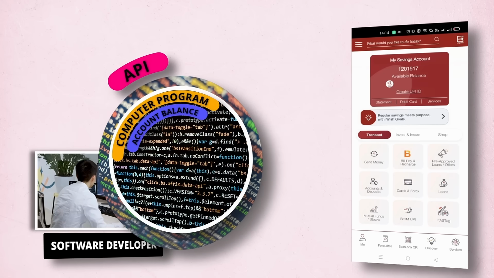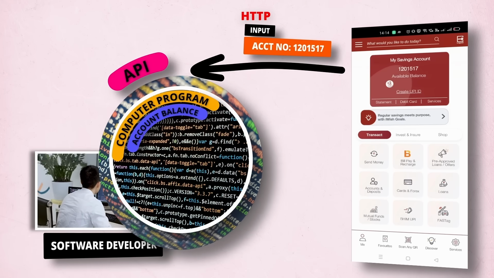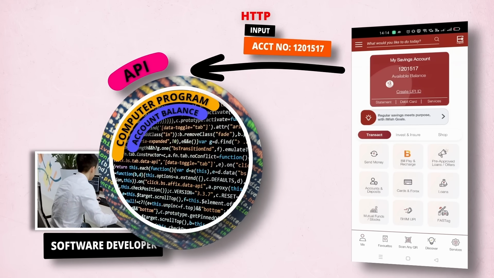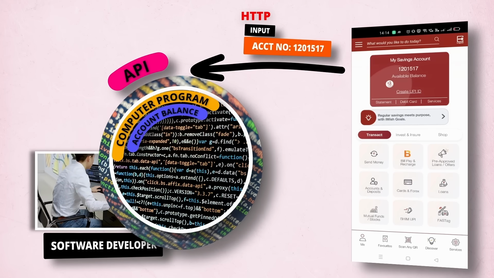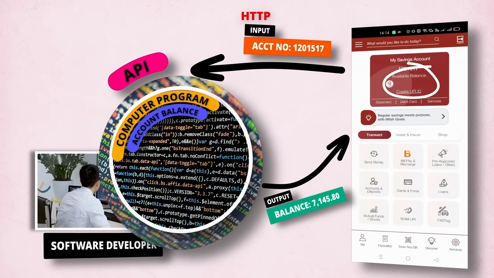Now when the mobile app makes a HTTP request by passing in the account number, the API will be able to understand the HTTP request. It will get the account number from the HTTP request made by the mobile app and pass the HTTP request to the code which is residing inside the API code. And this is the code which has the actual logic to retrieve the account balance. So once this code understands the account number, it will retrieve the account balance, pass it back to the API. Now API will send it back to the requesting mobile app.